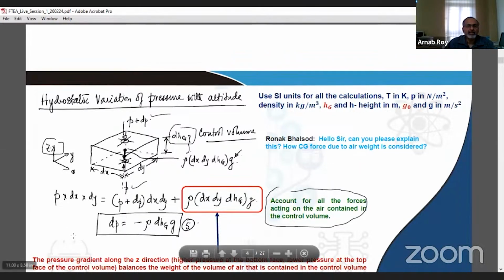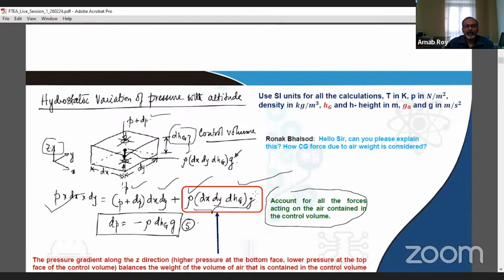And we realize that from the bottom, it is this pressure which is acting, and from the top we have this pressure, as well as the weight of the fluid, which is calculated using the boxed expression, where this happens to be the volume of the fluid, times the density of the fluid at that altitude times the acceleration due to gravity.